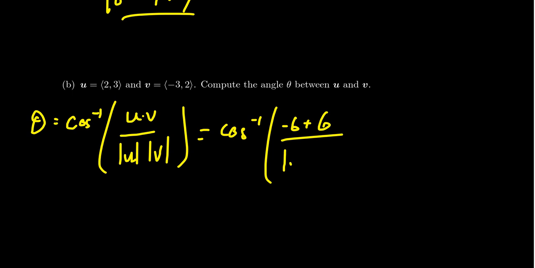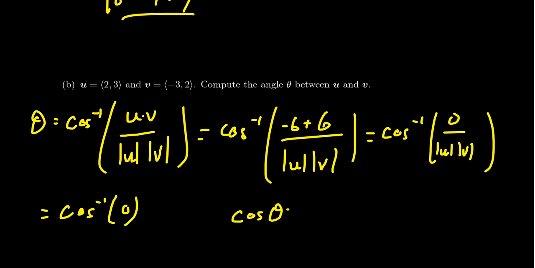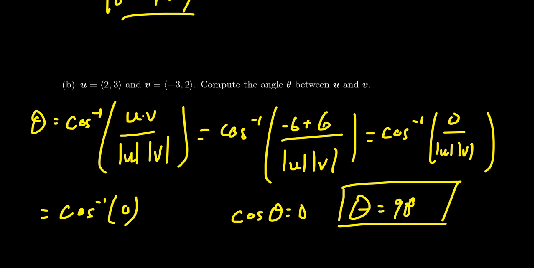And then I'm just going to pause there for a second, because I can compute the lengths of u and v here, but I'm noticing the numerator is going to be 0. And if your numerator is zero, then your denominator doesn't really matter too much anymore. That whole fraction is going to be zero. So you get arc cosine of zero. Basically, we're trying to say cosine theta is equal to zero. When is cosine equal to zero? That happens when theta is equal to 90 degrees, like so. So this would actually suggest that the vectors are perpendicular to each other.